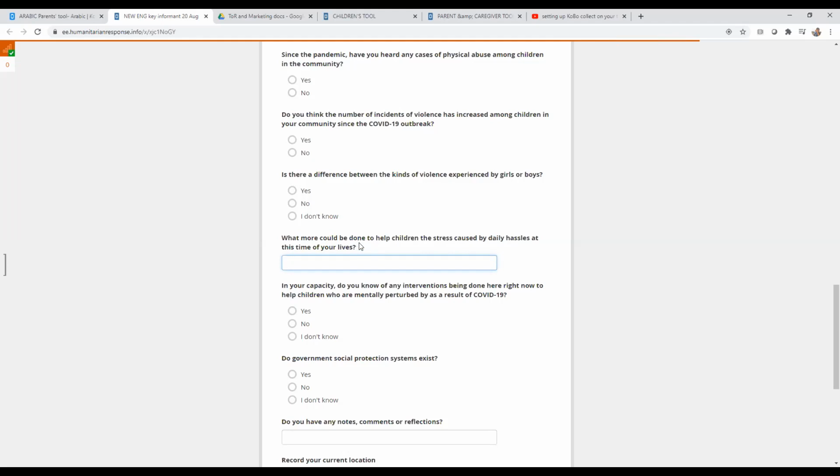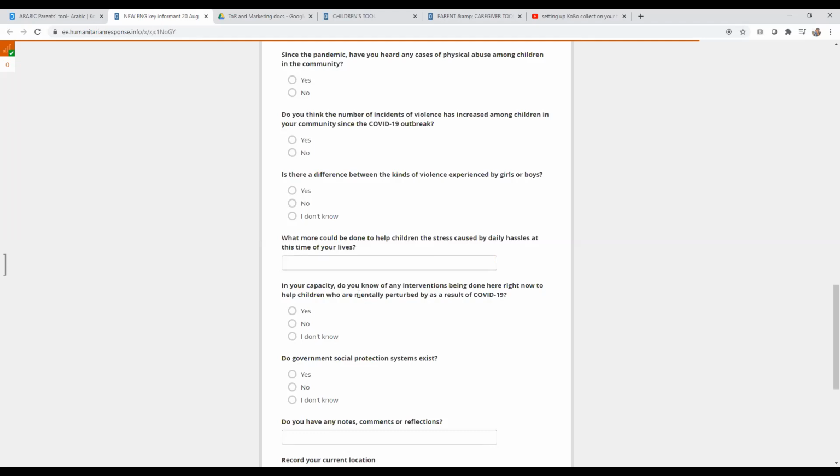if NGOs or if the WHO or if the government or anybody who is assisting can do more to relieve the stress. In your capacity, do you know of any interventions being done here right now to help children who are mentally perturbed as a result of COVID-19?